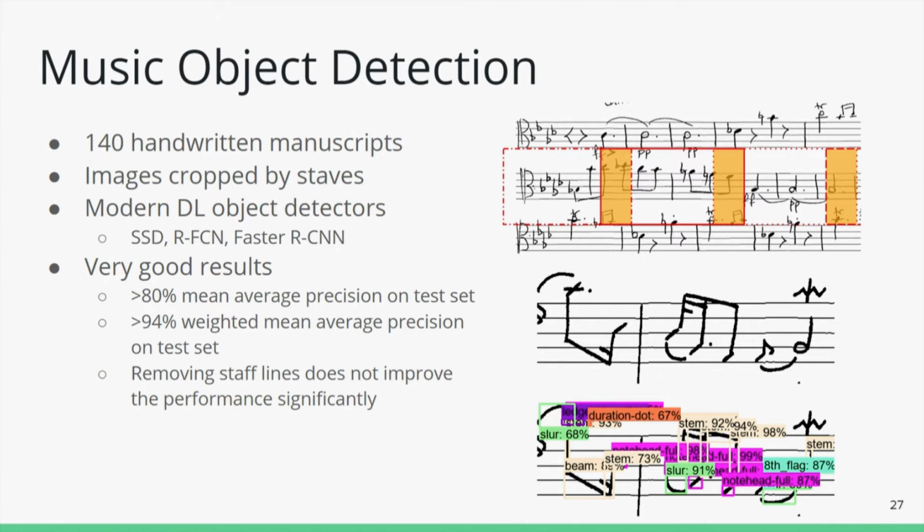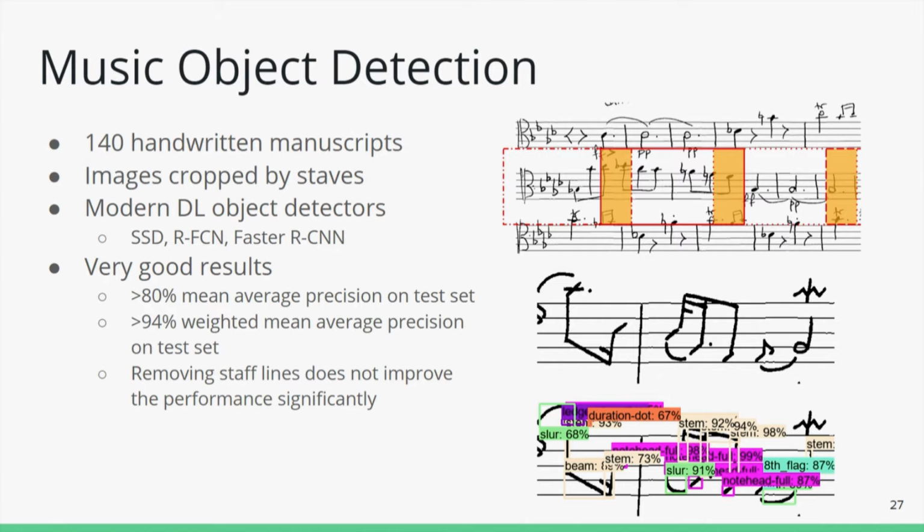And we evaluated various modern deep learning object detectors, including Single Shot Detector, R-FCN, and Faster R-CNN. And the results were really good. So we got over 80% mean average precision on the test set and over 94% weighted mean average precision on the test set. The discrepancy here is naturally because some classes were much more prominent than others, and those more common classes were also better detected than the rare classes. Therefore, the weighted mean average precision is slightly higher.